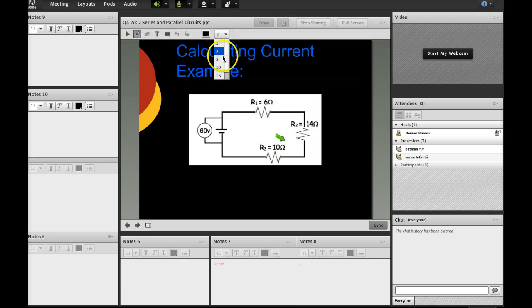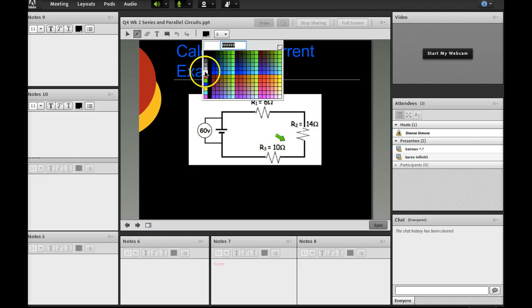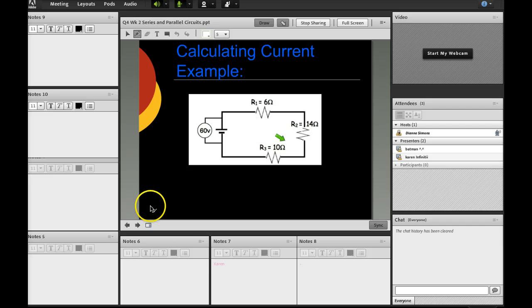So what do we do? Calculate the current. Oh, that's what it says. And I'm going to draw this picture. I don't know how well.